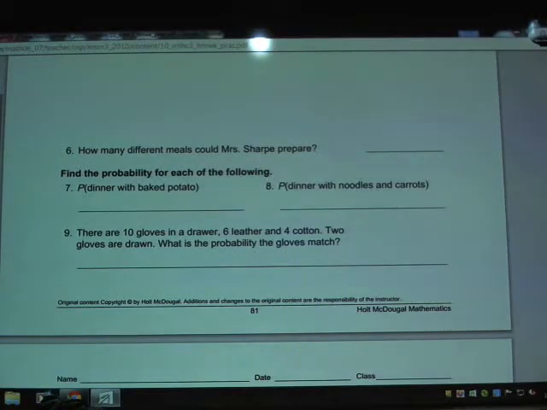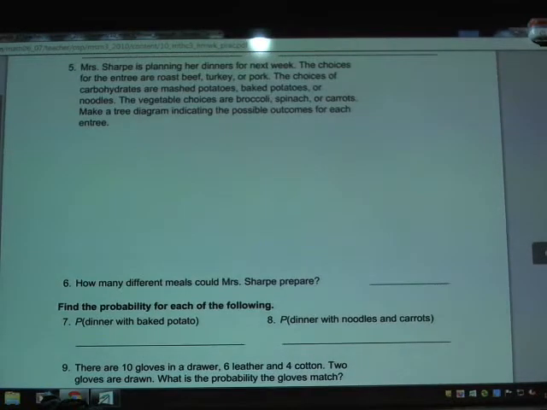5. In question number 5, what it's asking me to do is to make a tree diagram to find all the possibilities. Remember, we use a tree diagram when we need an actual list as opposed to just a number, which is what the fundamental counting principle gives me. It says Mrs. Sharp is planning her dinners for next week. The choices for the entree are roast beef, turkey, or pork. The choices for the carbohydrates are mashed potatoes, baked potatoes, or noodles. And the vegetable choices are broccoli, spinach, or carrots. Make a tree diagram that indicates the possible outcomes for each entree.